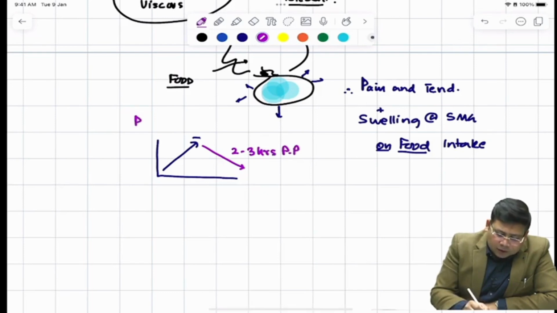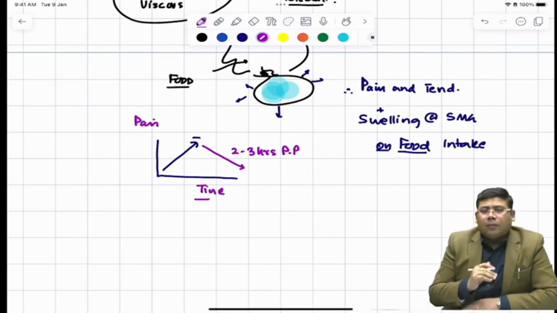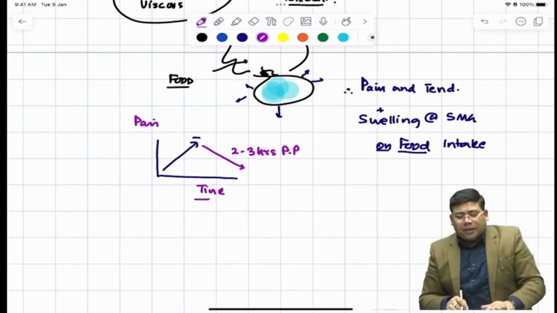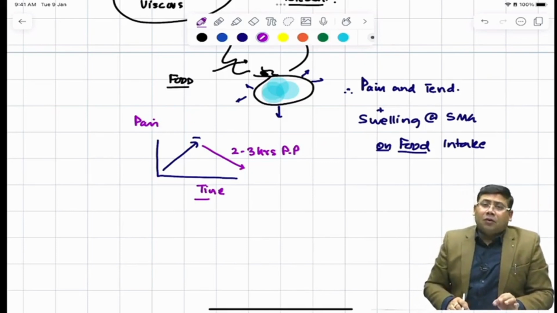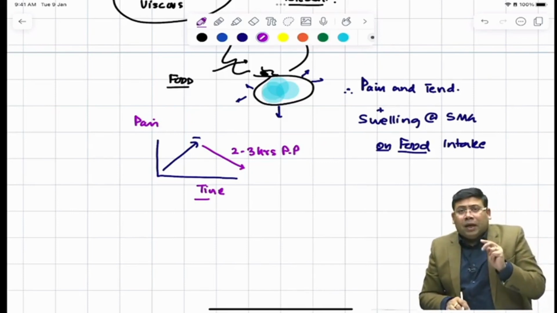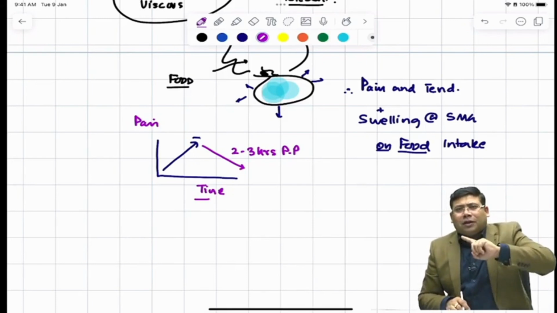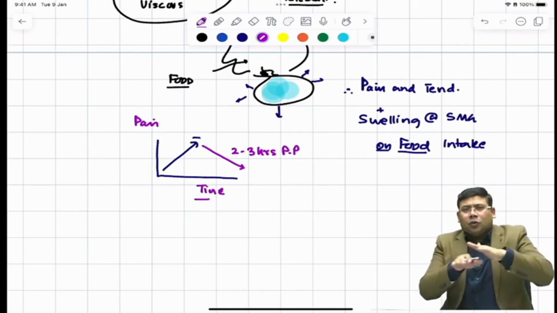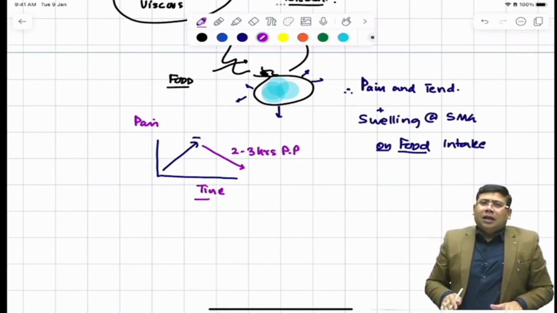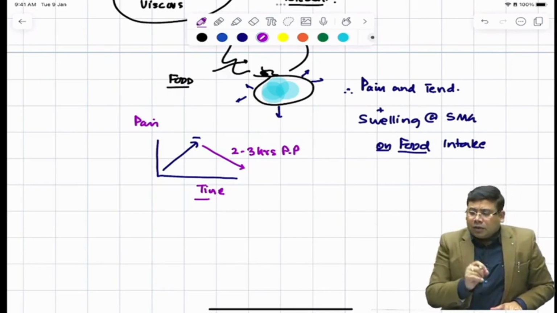So when we talk about the pain versus time graph, this is how things are. The pain intensity increases, then comes back to the baseline, that is why it is known as colic, salivary colic. Sometimes the pain may also be referred to the tip of the tongue. Why? Because the stone in Wharton's duct might be irritating the lingual nerve also, and that is what is referred pain.